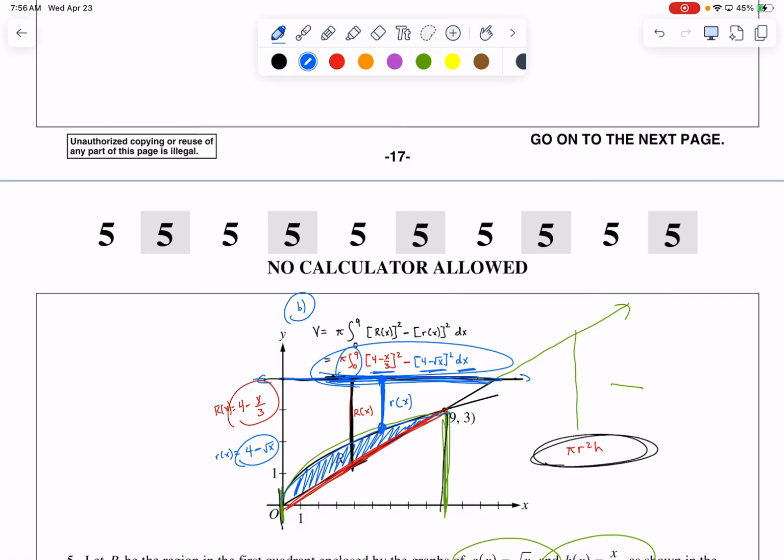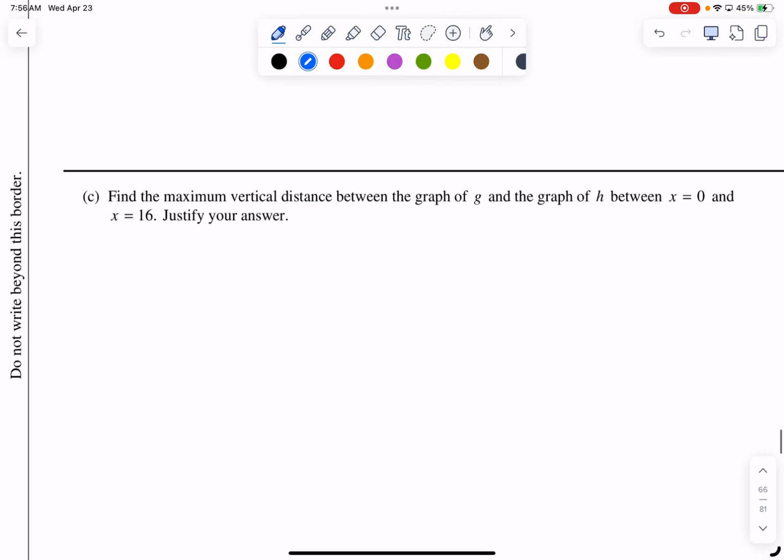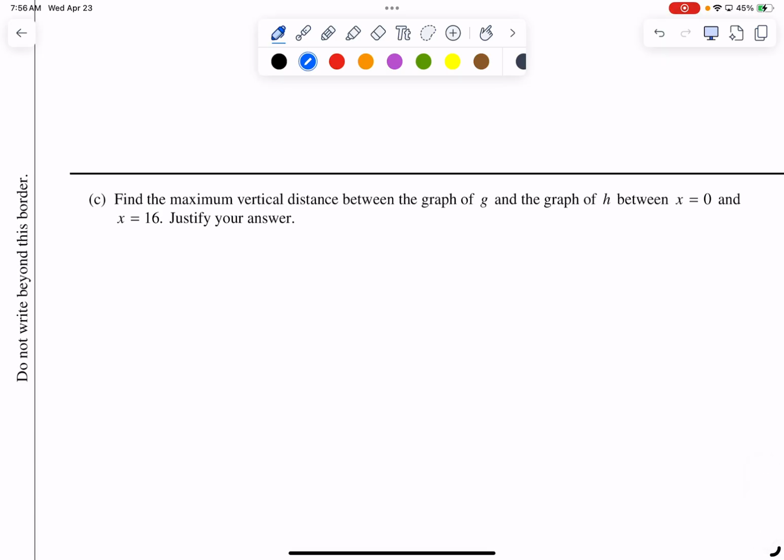Part C is actually not really the same kind of thing. It says consider.